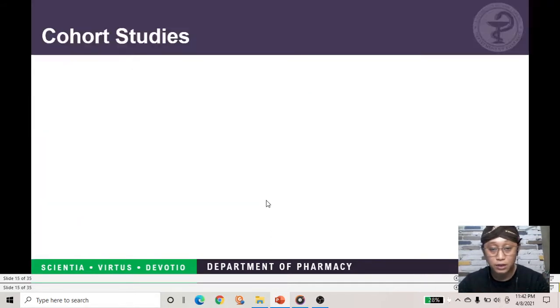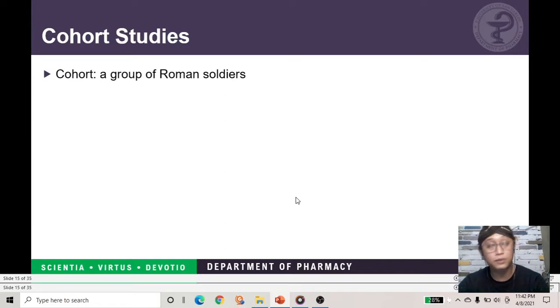So what are cohort studies? We take the term cohort from the term that is used for a group of Roman soldiers. So this characteristic of soldiers, they always go ahead. So we can use this to remember that the cohort study design is most likely to be prospective.